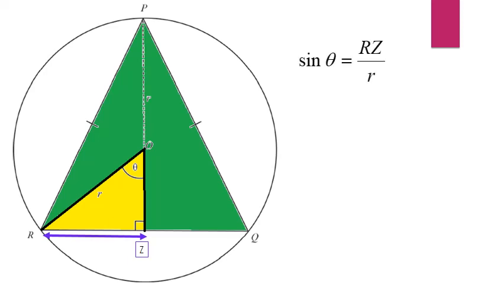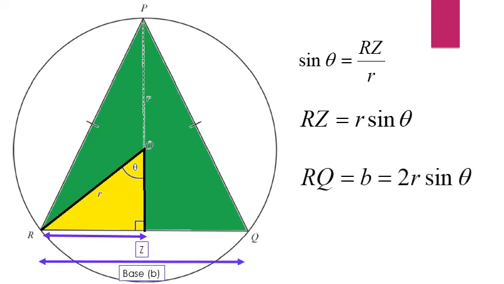First off, we can link the base RZ with this equation, sine theta equals RZ over R. Then we rearrange to obtain RZ, which is R sine theta. And finally, we get the full length of the base. We just multiply it by 2, so we will get 2R sine theta.